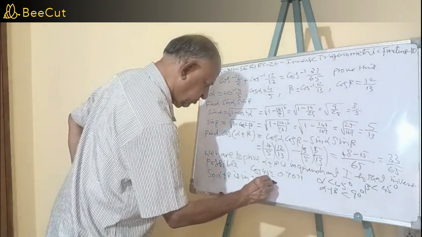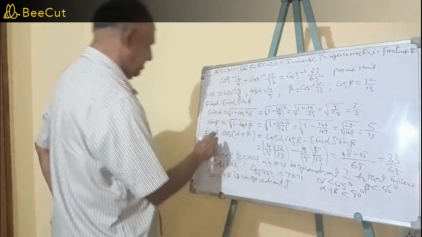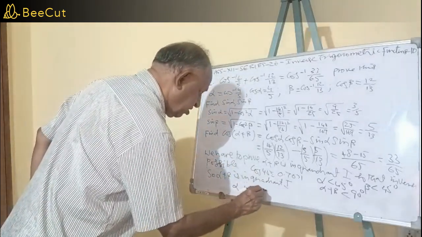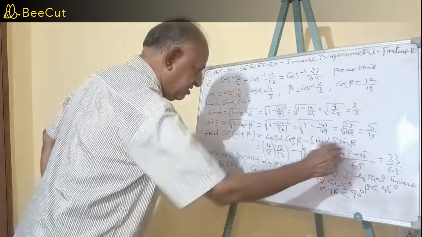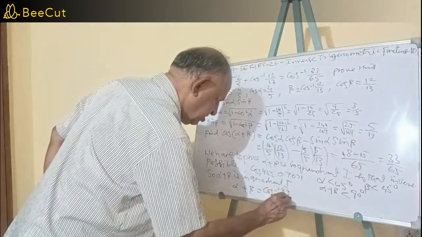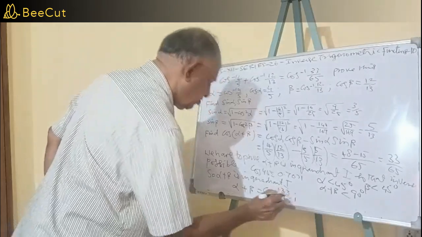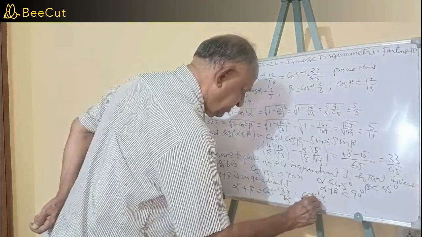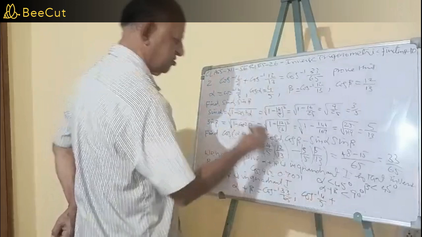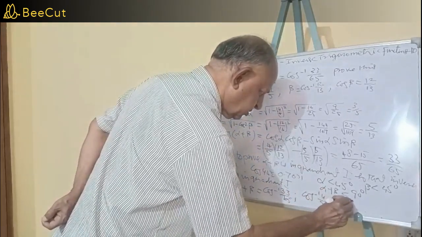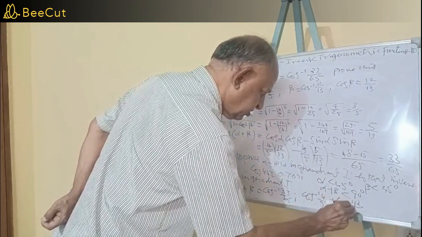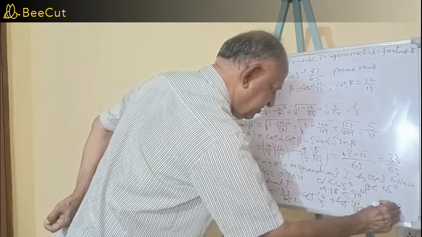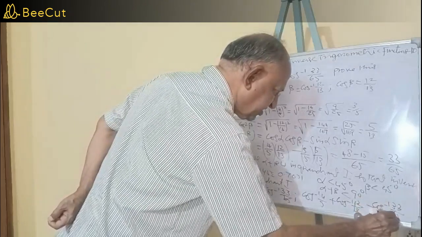So then we can take the inverse. That is, alpha plus beta is equal to cos inverse of 33 by 65. You also know alpha is cos inverse of 4 by 5 and beta is equal to cos inverse of 12 by 13. So the sum is equal to cos inverse of 33 by 65.